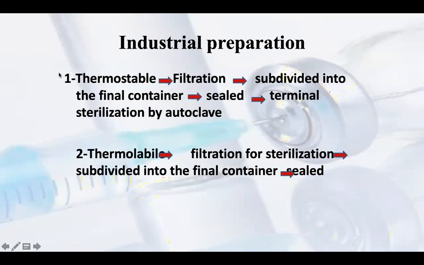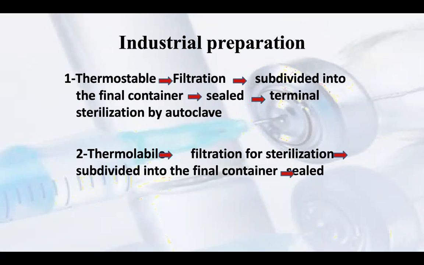In this preparation there are two types: one is thermostable, second is thermolabile. Now, how is the preparation of thermostable? First, they go for filtration, then fill into the final containers, then they seal. Then there is terminal sterilization by autoclave. For thermostable, in the last step, terminal sterilization by autoclave has to be done.